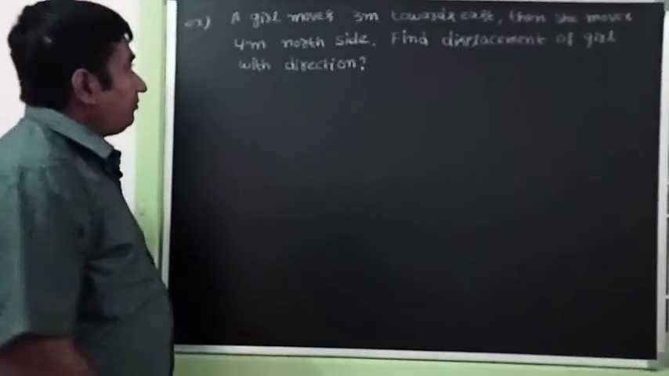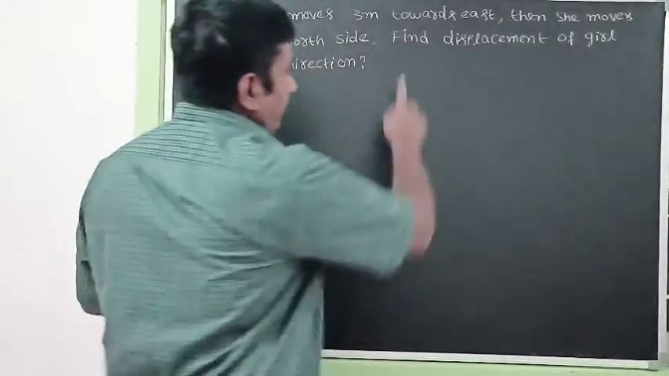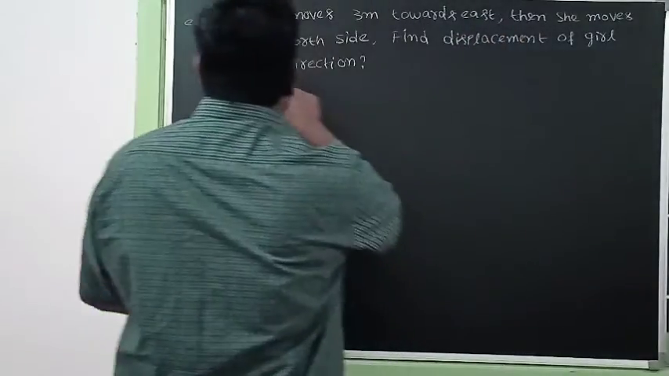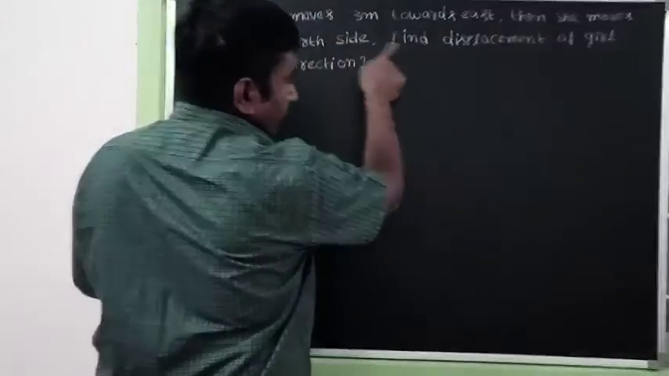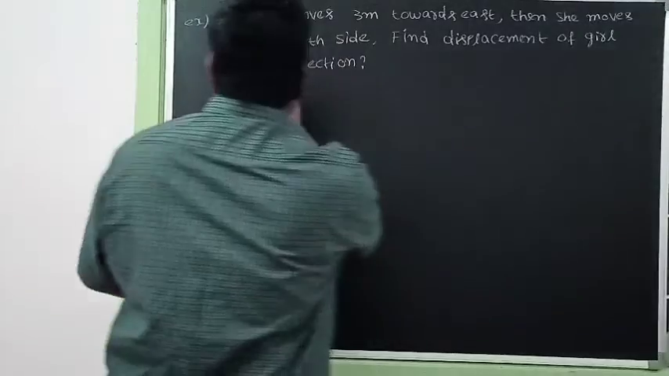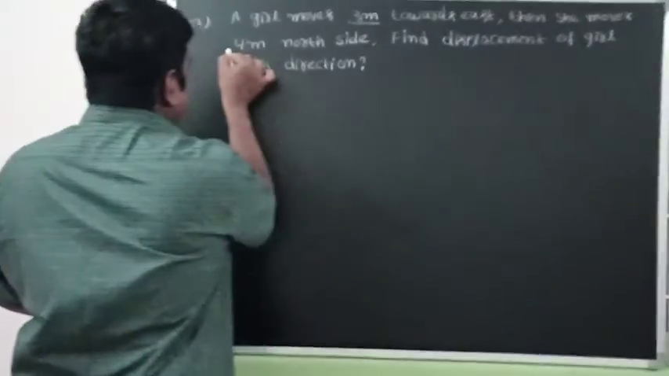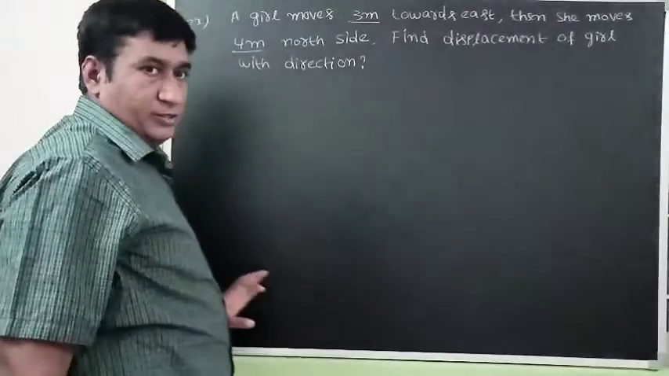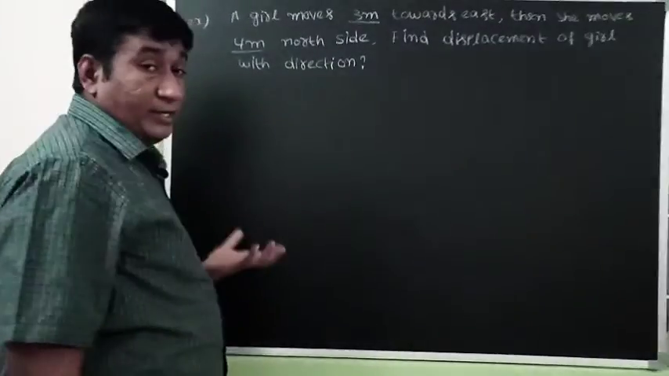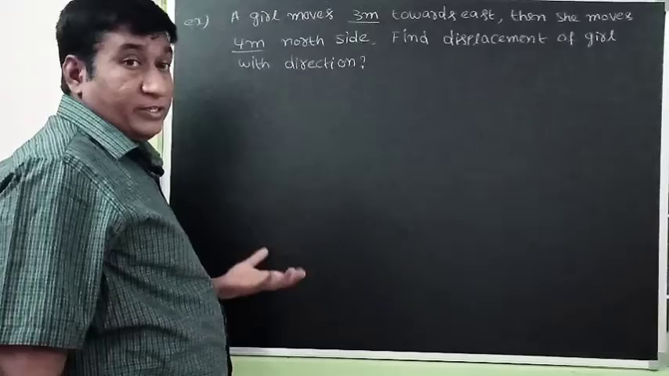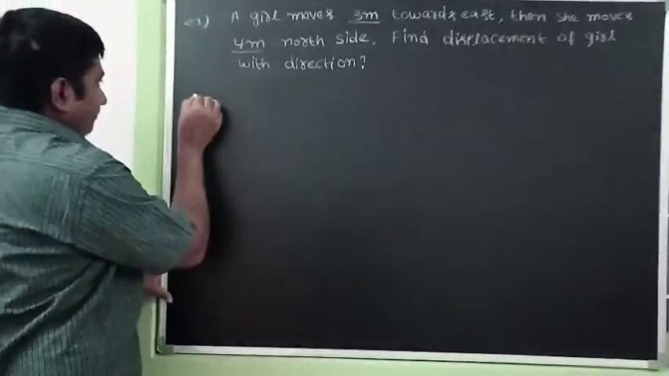Example: a girl moves 3 meters towards the east, then she moves 4 meters to the north. Find the displacement of the girl with direction. Here first they have given 3 meters, then 4 meters. With the help of the graphical method we are going to prove it.